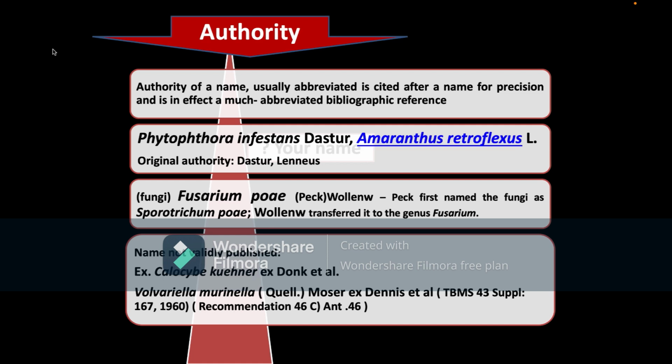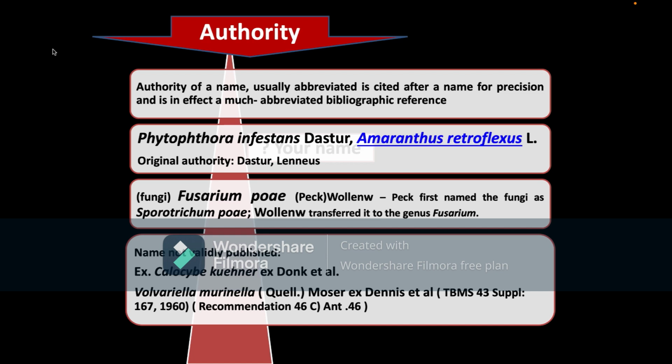Another fungus like Fusarium poae, within parentheses Peck, then Wollenweber. Peck was the first person who named the fungus as Sporotrichum poae. Later on, another scientist, Wollenweber, transferred it to the genus Fusarium. That's why for their recognition we have to mention both the scientists' names, Peck, the original authority, followed by the scientist who renamed it.